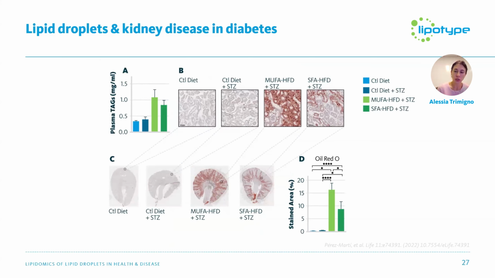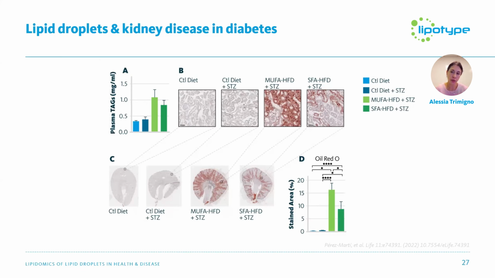So in this case, they were inducing diabetes in mice by an injection of a low dose of streptozotocin that was destroying the pancreatic beta islet, causing hyperglycemia and thus diabetes. Then the mice were given a high-fat diet or a control diet. The high-fat diet could be of two types. One was rich in monounsaturated fatty acid, so it was high in olive oil, so oleic acid, and the other one was high in saturated fatty acids. That was butter, so it was palmitic acid.